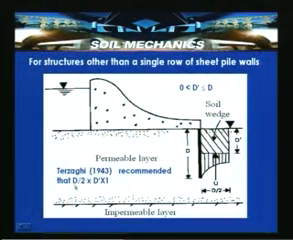So, what we discussed in the previous slide is for a single row of sheet pile walls. For structures other than a single row of sheet pile walls, Terzaghi in 1943 recommended d/2 and d'. Suppose this is a masonry pier with a downstream sheet pile wall. This particular measure here is called the cutoff sheet pile wall.